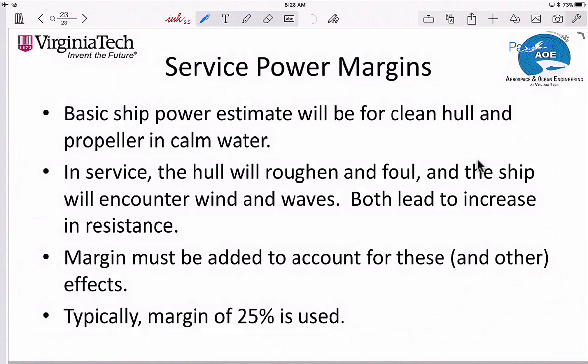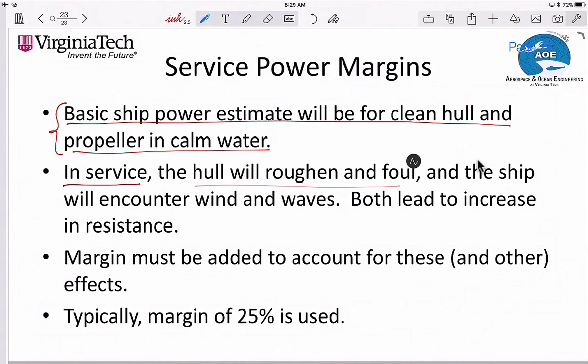Now, we want to refer to something we call this power margin or service power margin. Typically, you'll start out the analysis. Basic ship power estimates will be for clean hull and the propeller in calm water. Okay, that's going to be the basis. Clean hull and propeller in calm water. However, over life, as we talked about a minute ago, the hull will roughen and foul, and the ship will encounter wind and waves. Both lead to an increase in resistance, so we must include a margin, okay, to account for these.